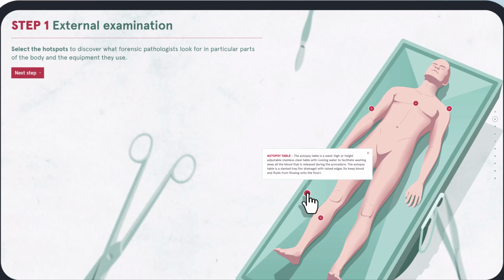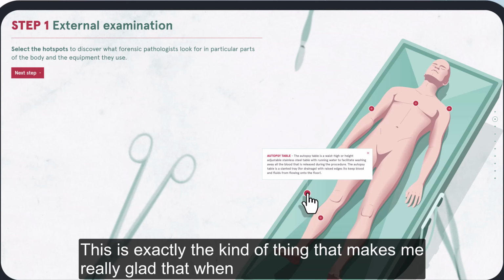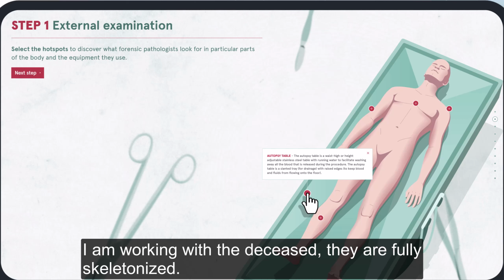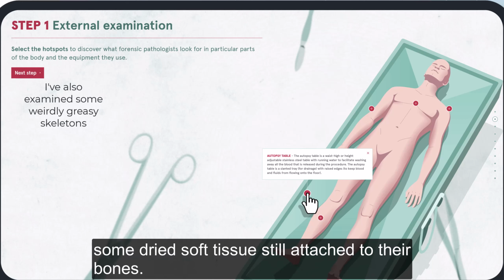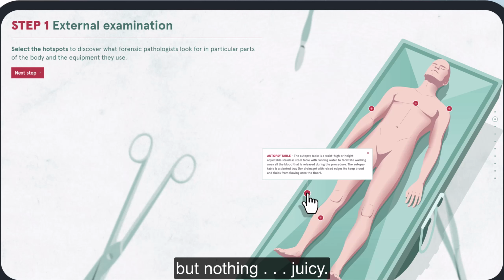The autopsy table is a waist-high or height-adjustable stainless steel table with running water to facilitate washing away all the blood that is released during the procedure. The autopsy table is a slanted tray for drainage, with raised edges to keep blood and fluids from flowing onto the floor. This is exactly the kind of thing that makes me really glad that when I am working with the deceased, they are fully skeletonized. I have examined some individuals who did have some dried soft tissue still attached to their bones, but nothing juicy.